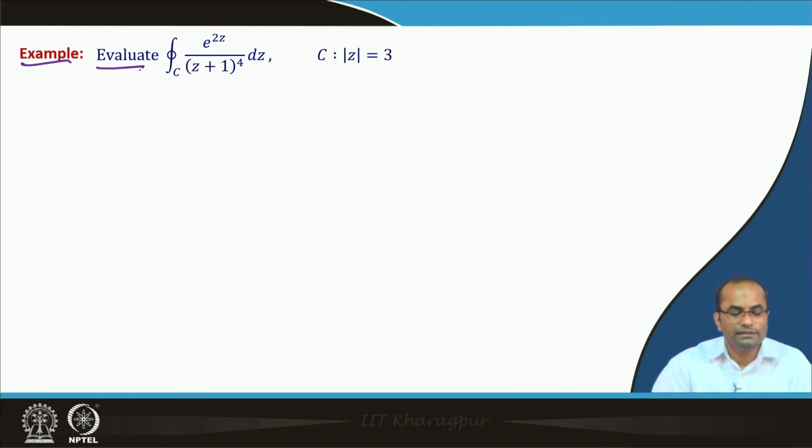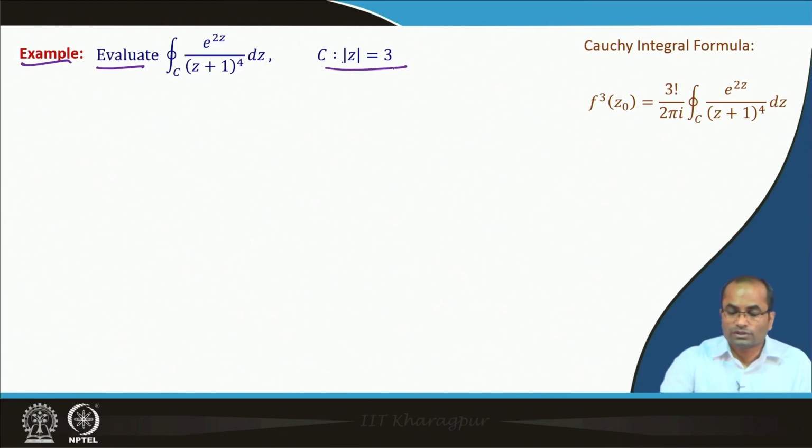Okay, so we will now go through this example. We will evaluate the integral of e to the power 2z over (z plus 1) to the power 4, dz, where the curve is the modulus of z equal to 3. So, it is a circle with center 0 and radius 3. The Cauchy integral formula says that the third derivative we can evaluate by this: 3 factorial over 2 pi i, times e to the power 2z over (z plus 1) to the power 4.